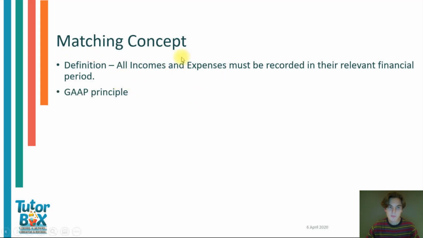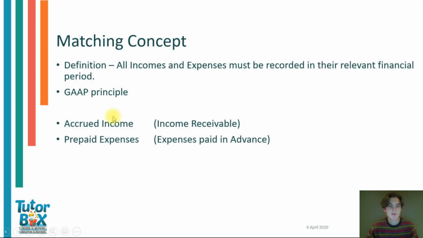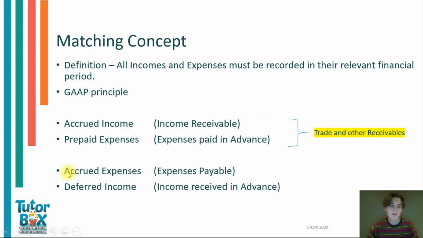So the matching concept is one of the 7 GAAP principles that you'll learn throughout grade 10 to grade 12, and the adjustments that relate to matching concepts are accrued income as well as prepaid expenses. These are found in the trade and other receivables note, and we also get accrued expenses and deferred income, and these are found in trade and other payables note.